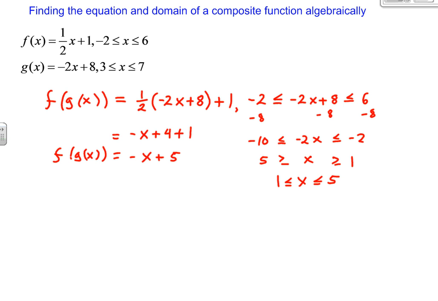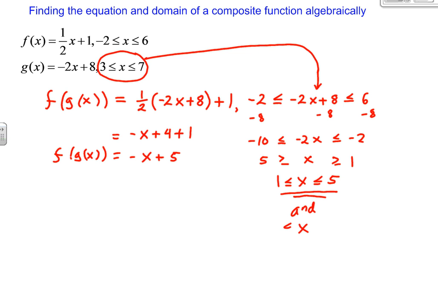But that is not actually the whole story about the domain, because how do I get into this g of x in the first place? I have to satisfy this inequality to even enter into negative 2x plus 8. So we really have to consider this thing that we found algebraically, that x is between 1 and 5, and how do I get into g in the first place, and x is between 3 and 7.